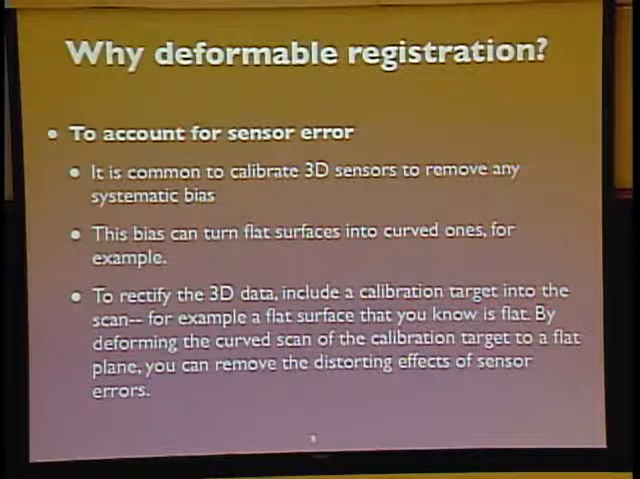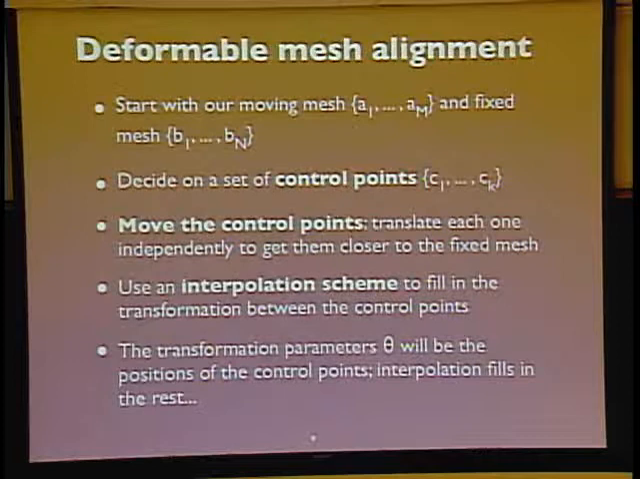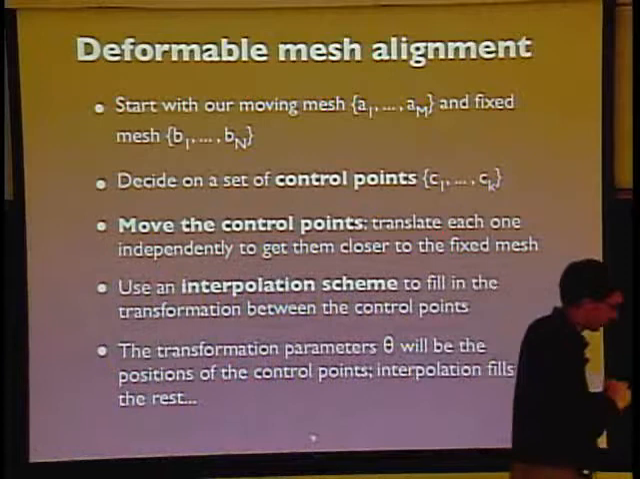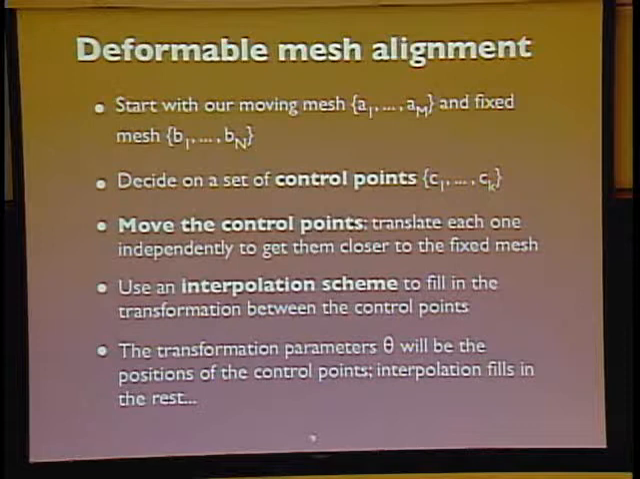So here's a recipe for, it's not the only recipe, but it's one recipe for how to do deformable surface-to-surface alignment. Remember that we start with a moving mesh A and a fixed mesh B, where each one is described in terms of the coordinates of the points on the surface in 3D. So one recipe is to start by specifying a set of control points, C1 through CK, that reside on A.